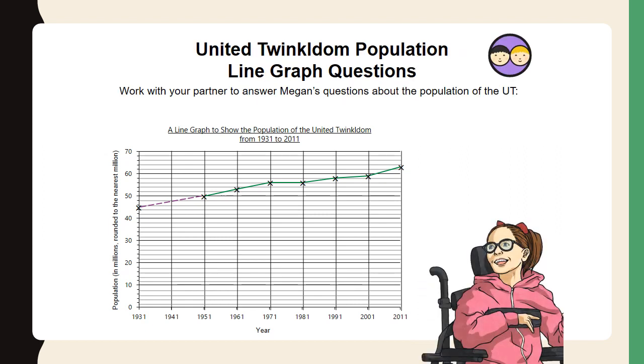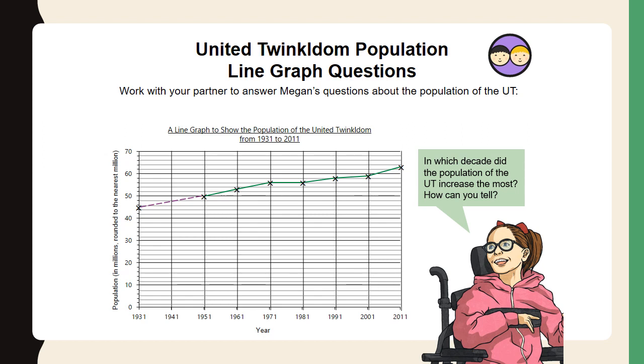Now we're going to think about how we can use our knowledge of line graphs to help answer Megan's questions about the population of UT, or United Twinklton. In which decade, we know that's a period of 10 years, in which decade did the population of the UT increase the most, and how can you tell?